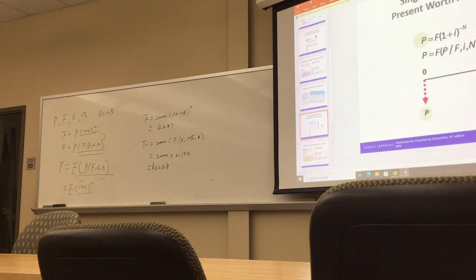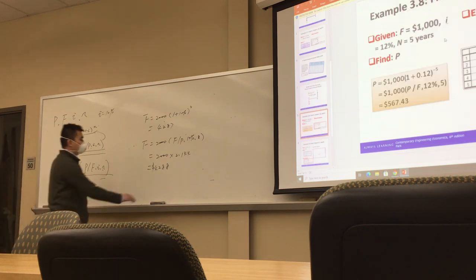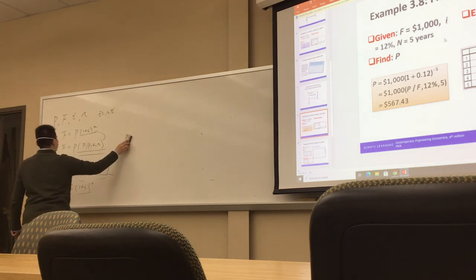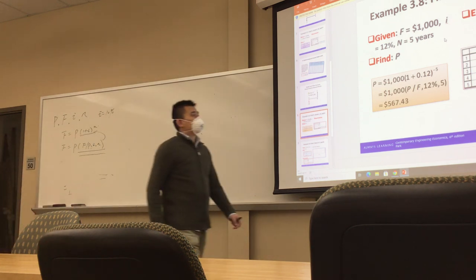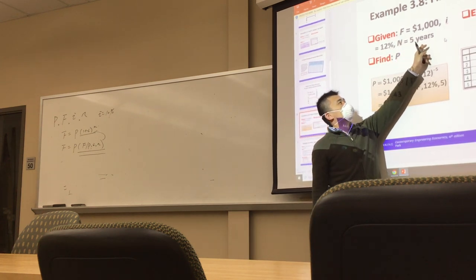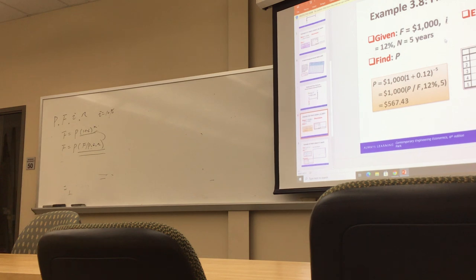So, if we know F, we want to get P. We know F is 1,000, we know I is 12%, we know A is 5 years, we want to get P. So 1,000 times 1 plus 12% to the power of negative 5, correct? And then equal to 1,000 times (P/F), we know F, we know 12%, we know 5.